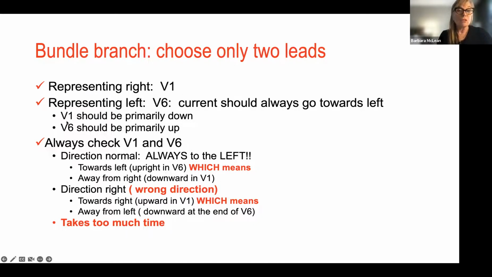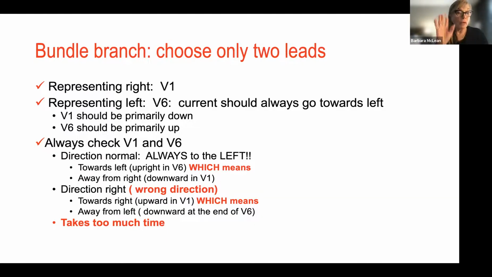And what you expect to see in a normal process, current goes away from the right towards the left. So in V1, the electrical depolarization of the ventricle is primarily downwards as the current goes away. But the current is going towards V6, so that should be primarily up. That's pretty straightforward. Should be down in V1, up in V6, okay? You're always going to check V1 and V6.